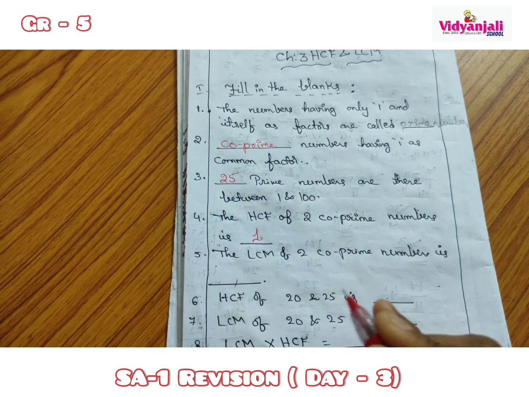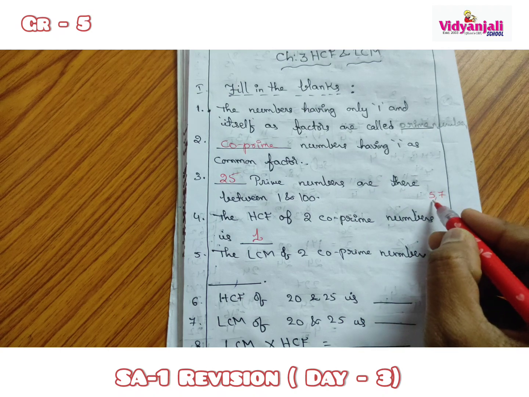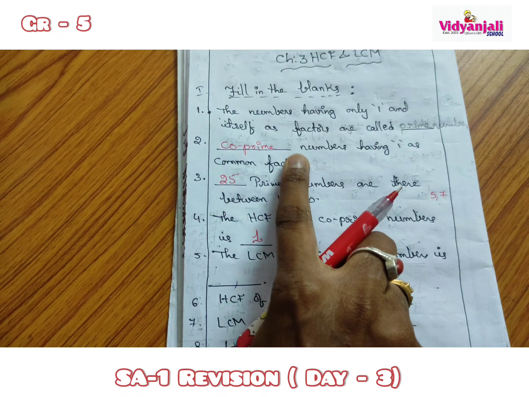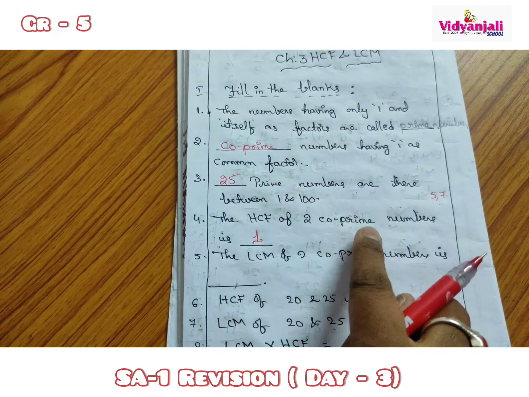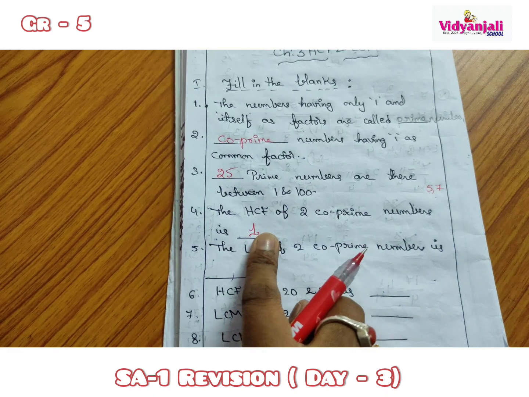The HCF of two co-prime numbers is always 1. For example, if we take 5 and 7, the common factor of 5 and 7 is 1. Co-prime numbers, as we discussed here, have common factor 1. So if you find the HCF for 5 and 7, you will get 1 only.